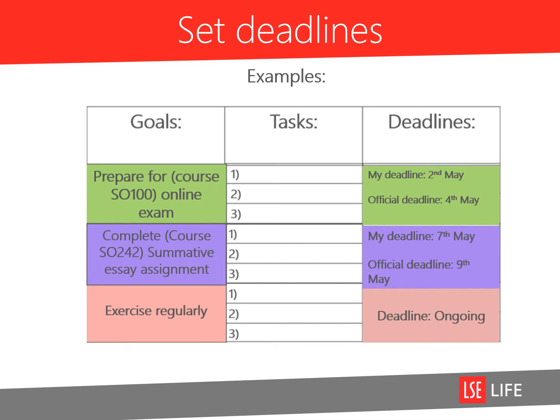For example, if my exam window was open from the 4th of May until the 9th of May, then I would hope to complete the exam by the 7th of May, giving myself 2 extra days for anything that might go wrong.